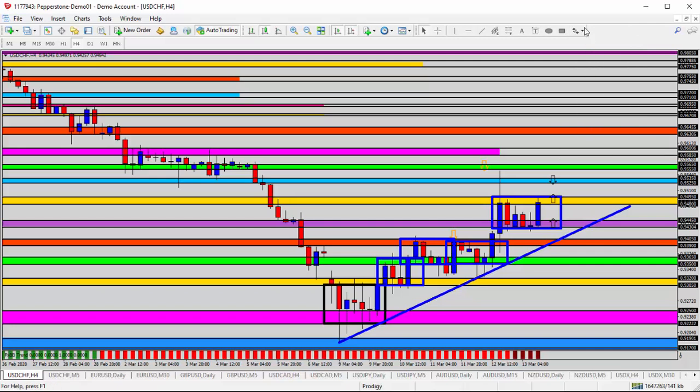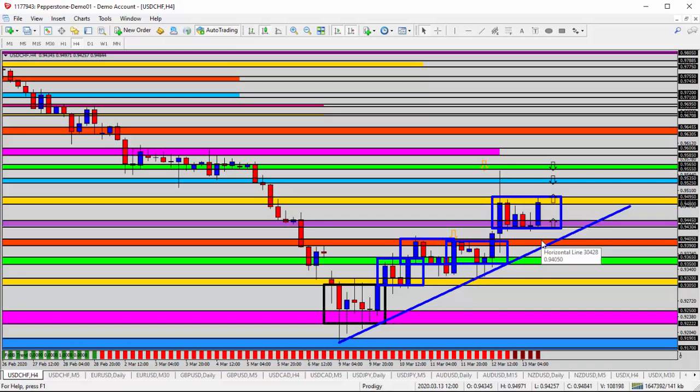So it all boils down to, will the buyers take back control again and push it through this yellow shaded area? Otherwise, a turn back lower, if it does head on back down to the purple zone, gives you another opportunity. A break of the purple zone, or maybe even the blue trend line orange zone, would likely look for another surge lower here for the dollar franc.